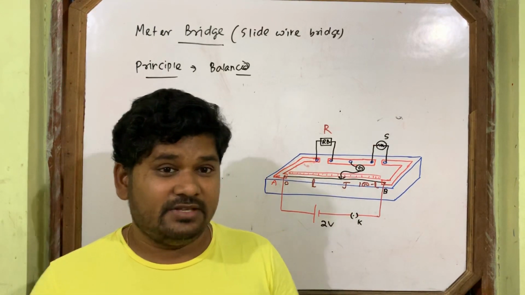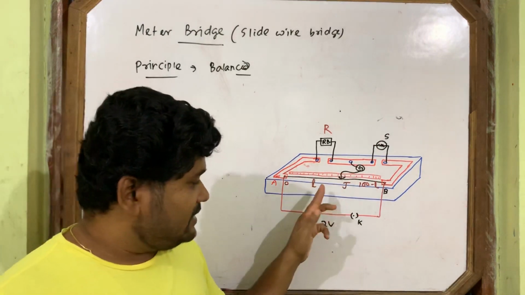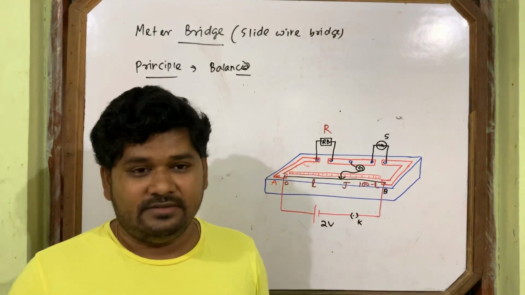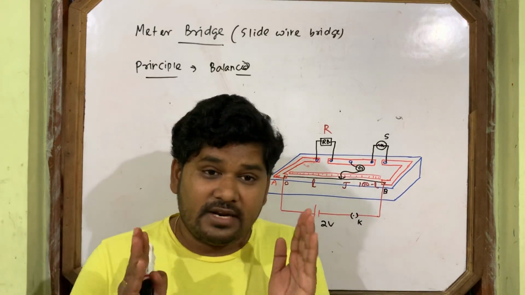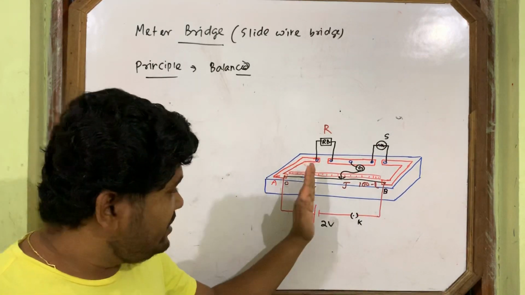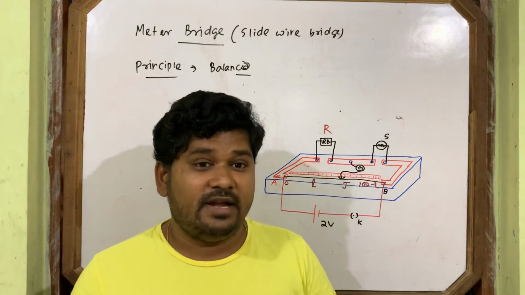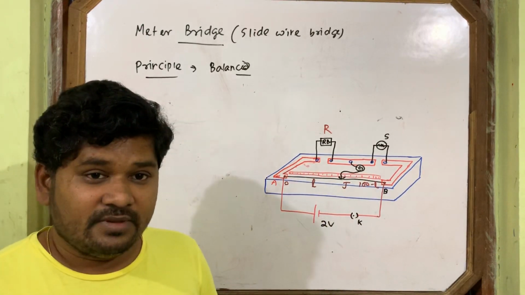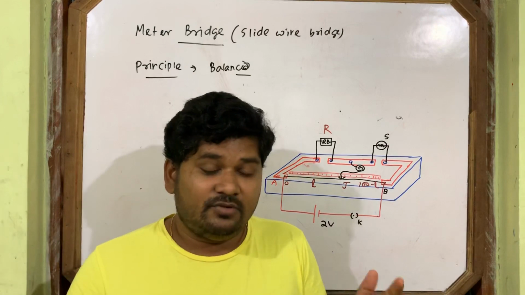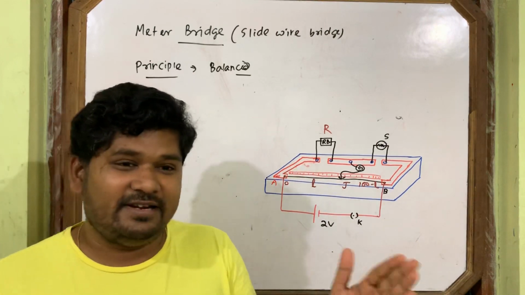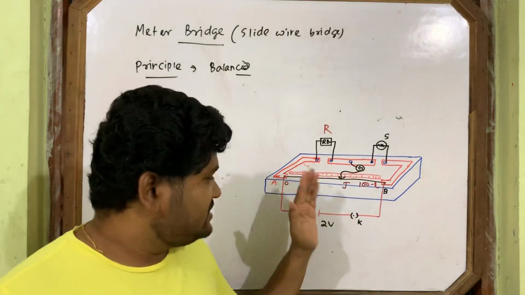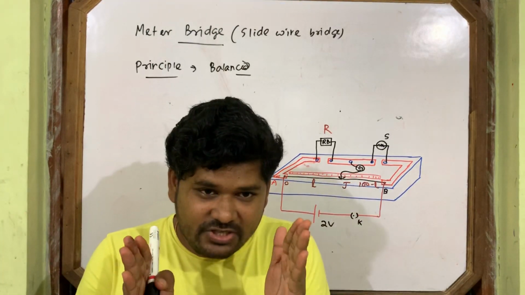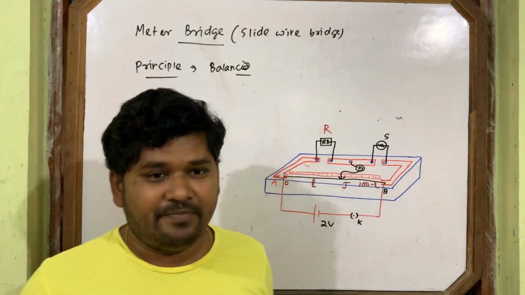Always try to take the null point at the middle of the wire. But it's not always possible to get the middle of the wire. If not possible, try to get the null point between 45 to 55 in your practical lab while taking observation. Don't take 100, it will not come 100. Don't take 90 and 10. Always 50, 50, or this is 45, this is 55, or this is 55, this is 45. Always try to get the null point between 45 to 55.